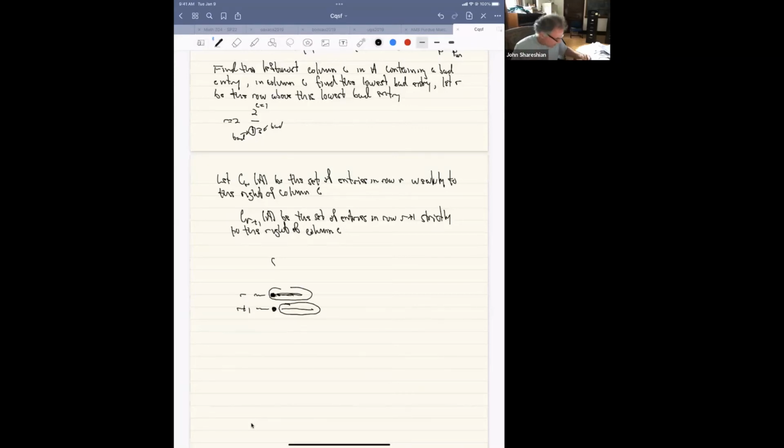Right? And now I'm going to define a subgraph. H of A is the subgraph of G_M induced on C_R of A union C_{R+1} of A. So there's some subgraph induced here. This subgraph is bipartite, because this is an independent set and this is an independent set. This is a bipartite graph, right? And now I need more definitions.